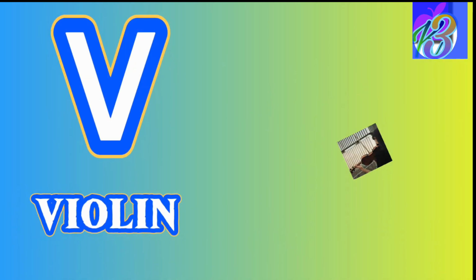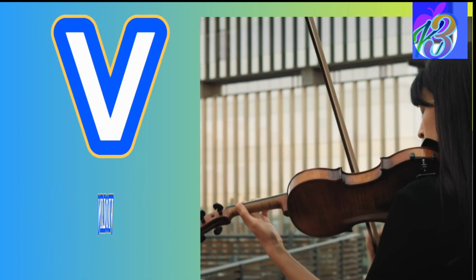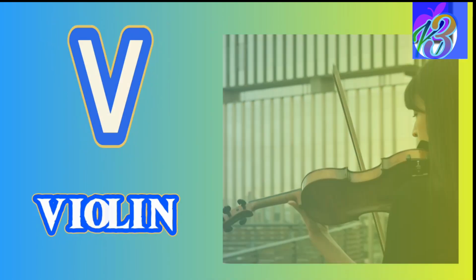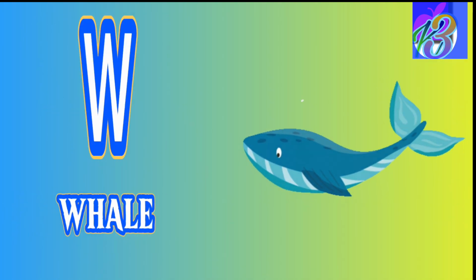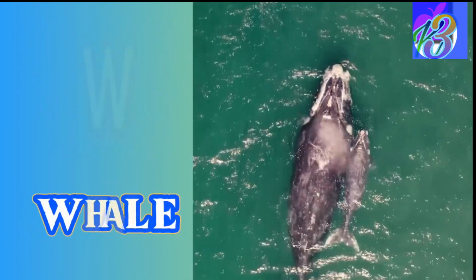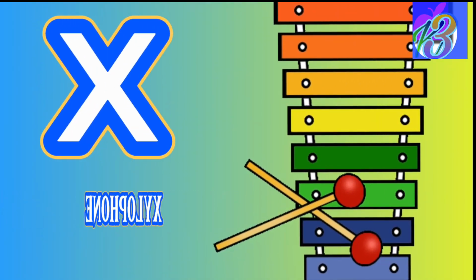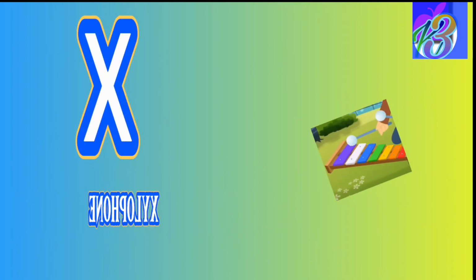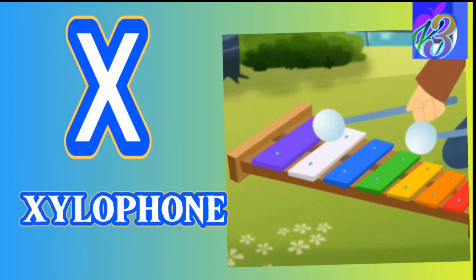V is for violin, violin, play a tune, a violin song. W is for whale, big and blue, a whale in the sea. X is for xylophone, xylophone, play a tune, xylophone's fun.